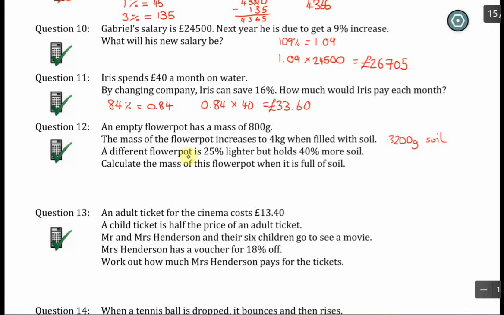A different flower pot is 25% lighter. Okay, so 25% lighter than this. That's a quarter lighter. A quarter of that is 200 grams. So this other pot weighs 600 grams.